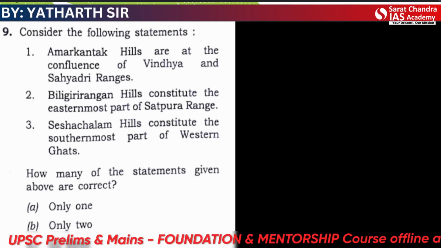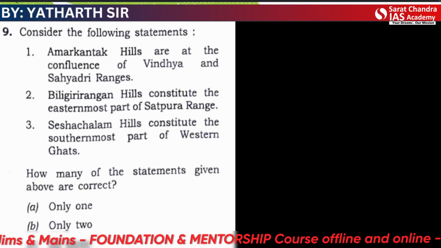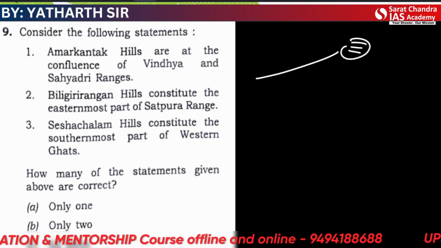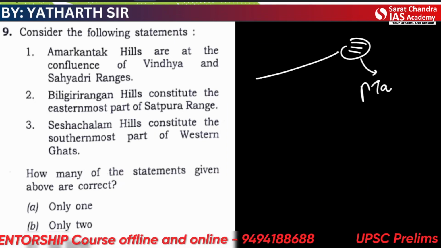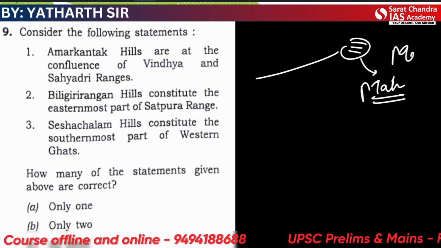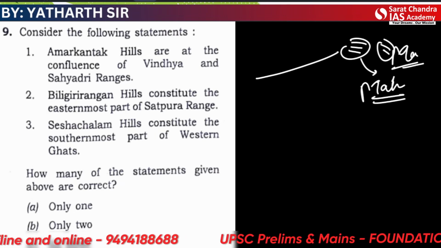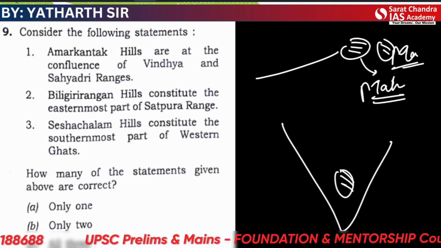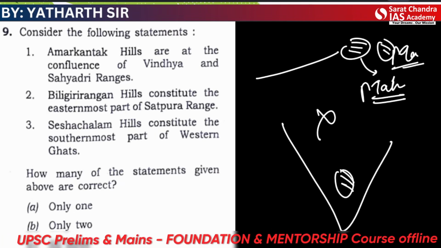Okay, let's talk about the second option. Biligirirangan Hills constitute the easternmost part of the Satpura range. Satpura range's easternmost part is considered of the Mahadev Hills and Maikal range, Amarkantak Hills. Biligirirangan mountains are here on entirely different portion, entirely different part. So this option is also incorrect.